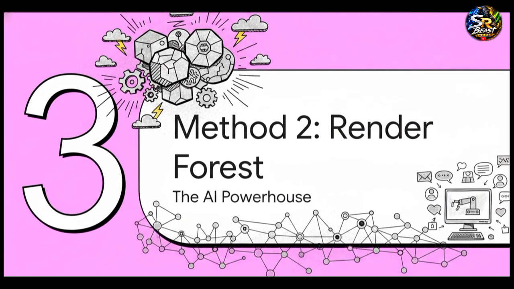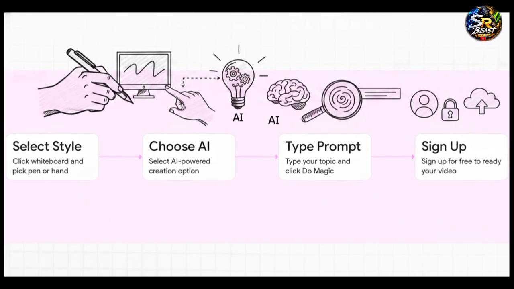Moving on to Section 3. Method 2. Render Forest. So, if Canva is the app integrator, our next option takes automation to an entirely new level. It operates as a true AI powerhouse. Render Forest is designed purely for remarkable speed. When you log in, you just click Whiteboard up in the top menu and select Create My Whiteboard. Right away, you get a choice of drawing styles. You can have a pen actually drawing your images or a hand physically dragging the elements right onto the screen.